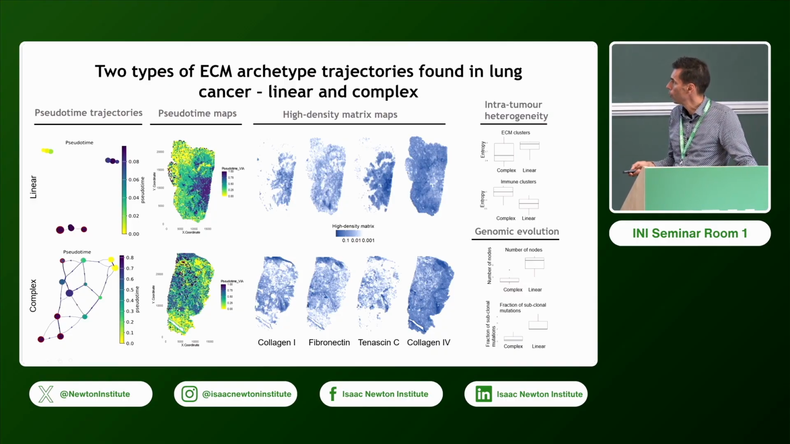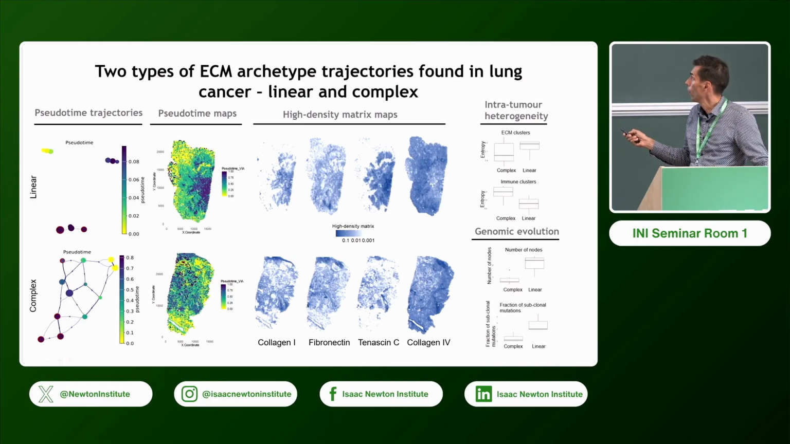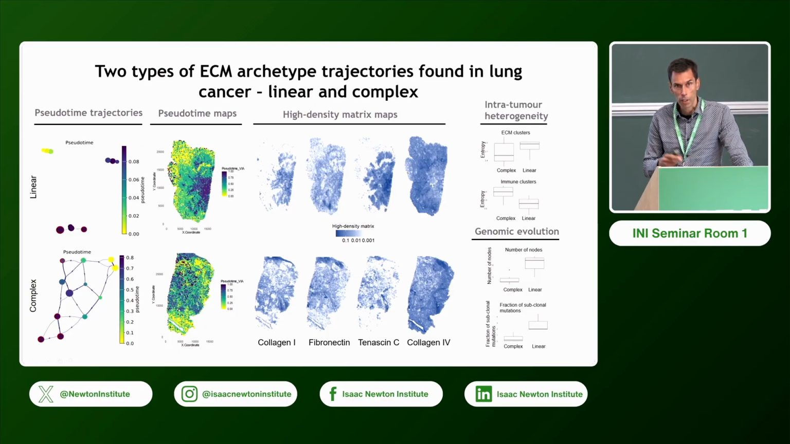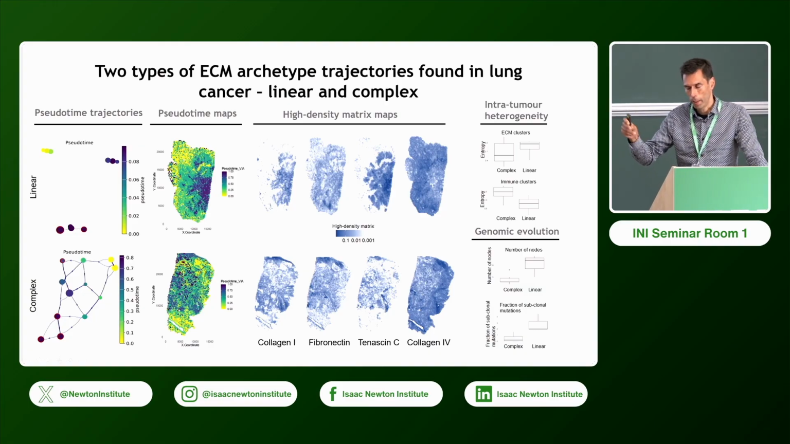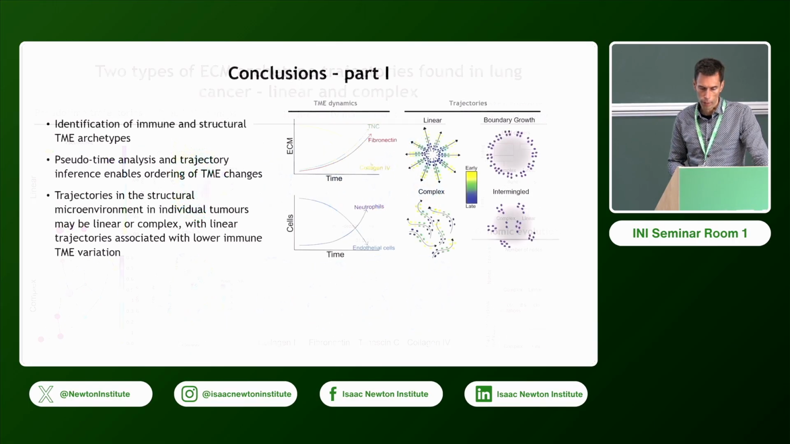But obviously what we're able to do is then ask how this might relate to other features of those tumours, such as their immune microenvironment, or also what their genomic evolution is looking like, because we also have extensive genomic profiling for these tumours. So this is the first part of what I wanted to tell you about: how we're starting to be able to understand how tumours change over time and how their microenvironment changes over time.